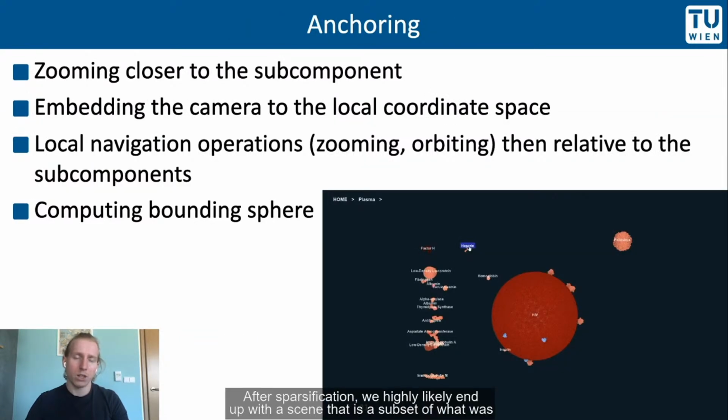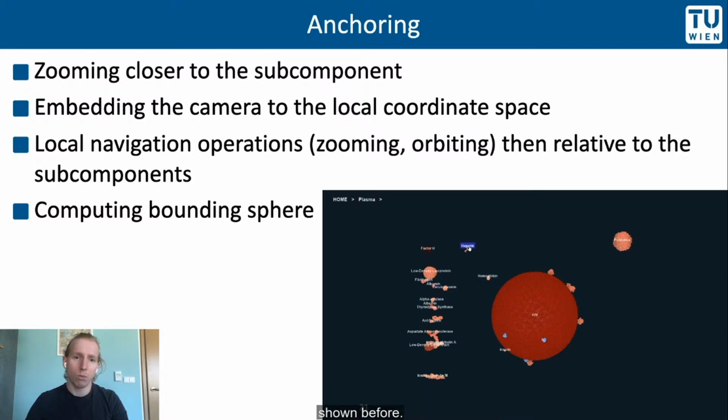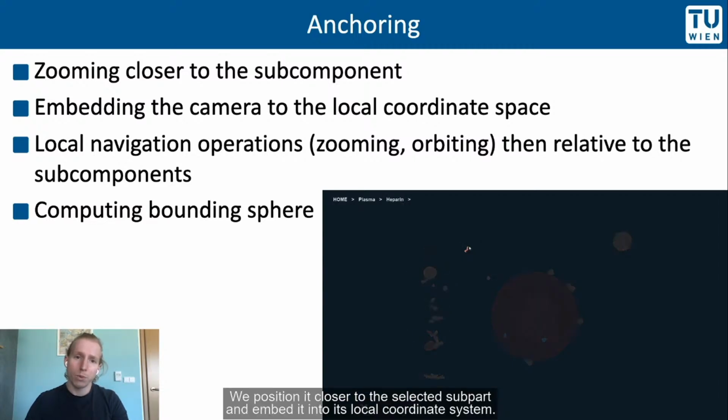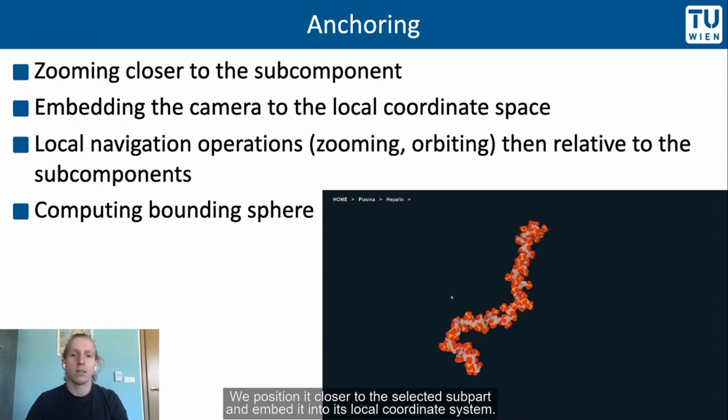After sparsification, we highly likely end up with a scene that is a subset of what was shown before. In order to focus in on this subpart and show it in an appropriate detail, we adjust the camera. We position it closer to the selected subpart and embed it into its local coordinate system. This allows the user to use conventional navigation operations such as zooming or orbiting with reference to the center of the focused-in part of the model.